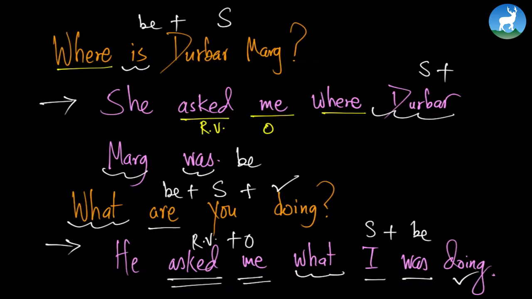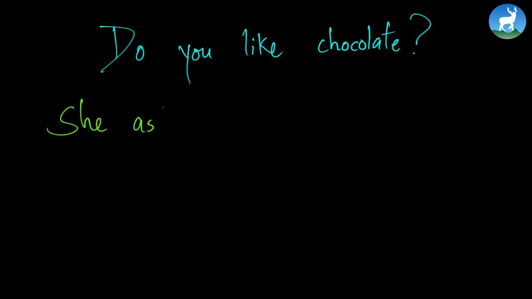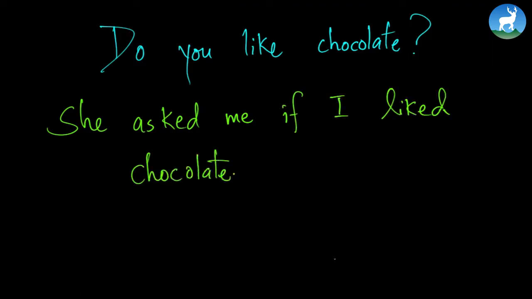So much for WH questions now. But what if you need to report a yes/no question? How would that be different? We don't have any question words to help us. Instead, we use a little thing called if. Let me show you how. Do you like chocolate? Of course I do. So let's report this. She asked me if I liked chocolate. See how we introduce a little thing called if here.